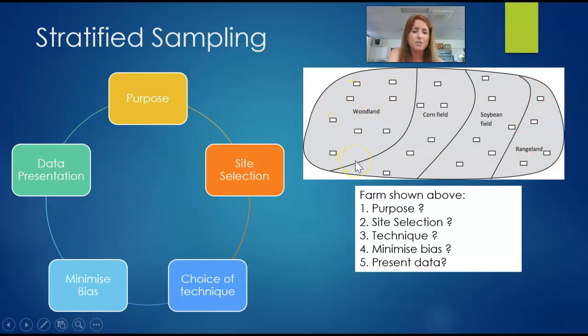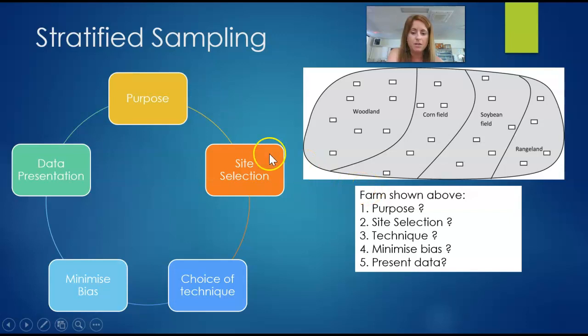The idea is, if 25% was woodland, and 25% was cornfield, and 25% was soybean, and 25% was rangeland, then we would have equal areas. Then we could just randomly sample, because we could just equally sample each of them. However, if we know, let's say the woodland, not in this picture, but if the woodland was 75% of the area, then 75% of our random quadrats, or whatever you're using for your sampling, would need to be from that area. And so you're only doing stratified sampling when there is a difference in strata.